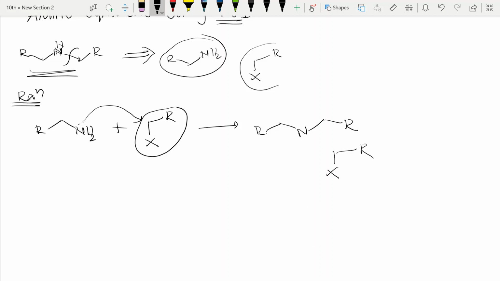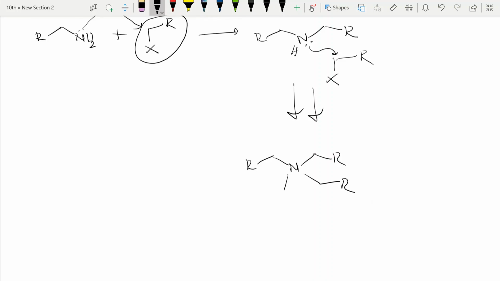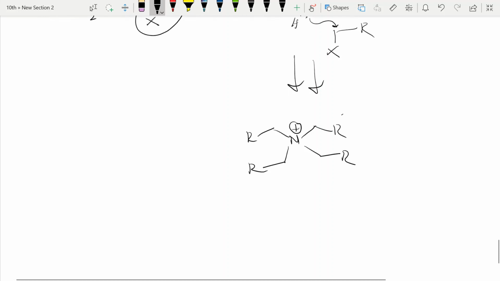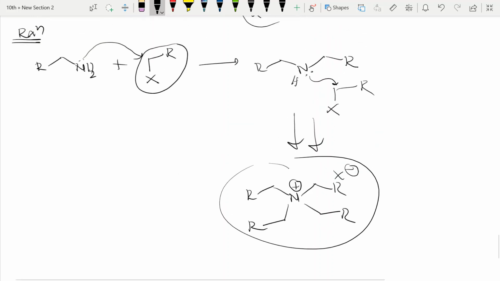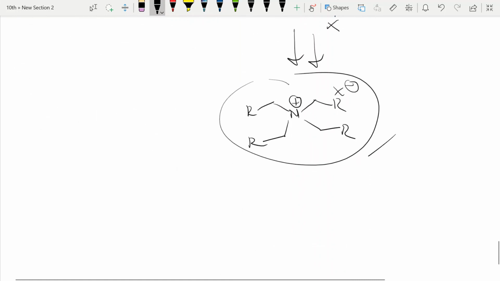So this nitrogen will be more active as it has got a lone pair, so it will again react, and we finally end up getting a quaternary ammonium salt. See, this one we will get. So this is nothing but a quaternary ammonium salt, right? We didn't get this target molecule. Which one is the target molecule? This one. This target molecule we didn't get, but we got this quaternary ammonium salt, right?